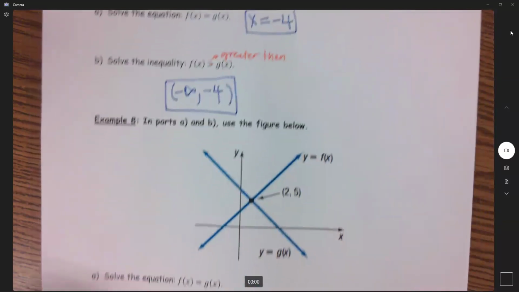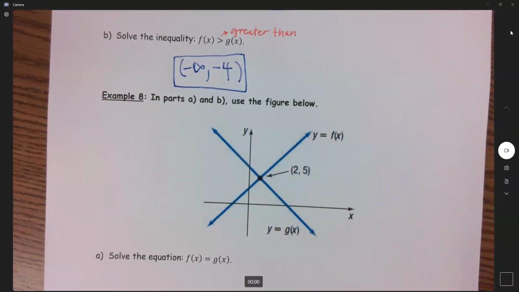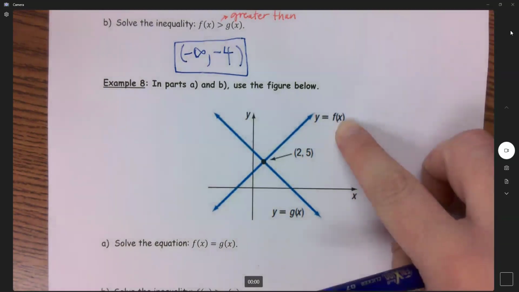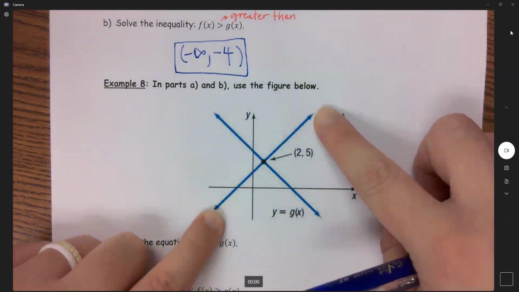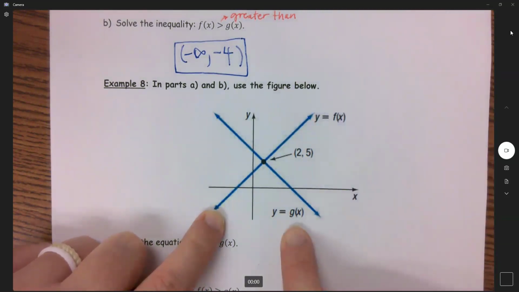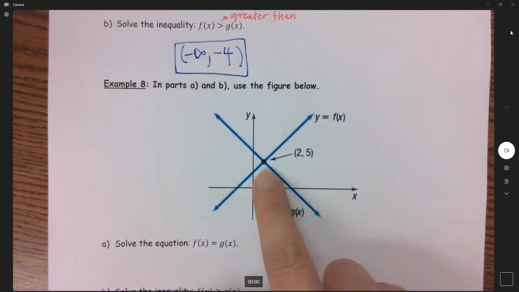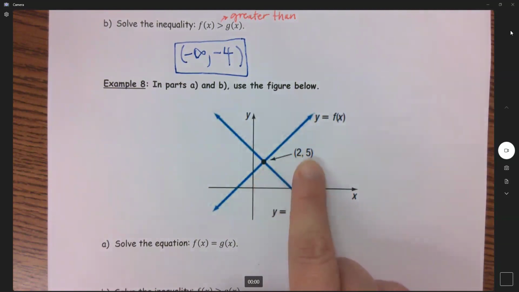Okay, so let's try this one again. Exact same instructions. In parts A and B, use the figure below to solve the equation and solve the inequality. So let's again talk about it. We have our f of x function here, which now has a positive slope. Our g of x function right here has a negative slope. And this is a system of equations because they intersect right here at the point 2, 5.